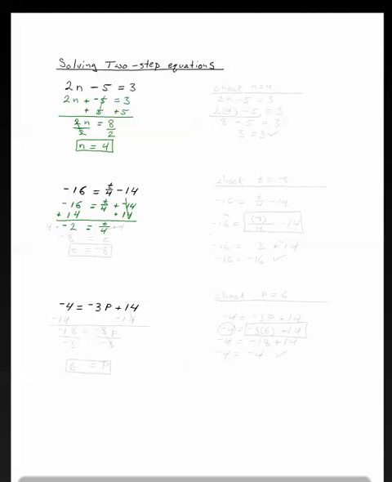So now we have t divided by 4, and our goal is to isolate that t. So to get rid of the division by 4, we have to multiply by 4 on both sides. Division by 4 and multiplication by 4 cancel, so we're left with just t on that side. And 4 times negative 2 is negative 8. So we have negative 8 equals t, or t equals negative 8.